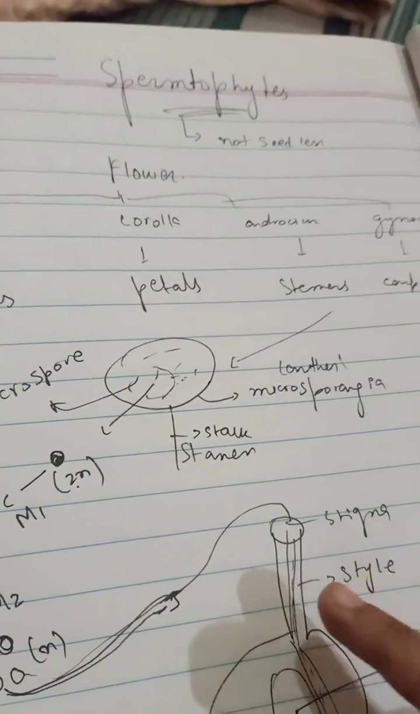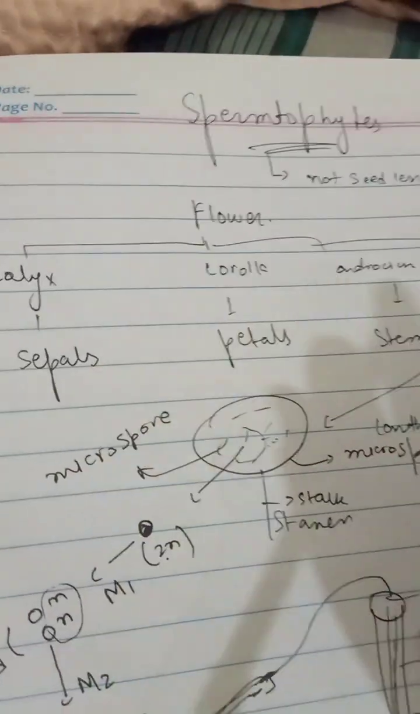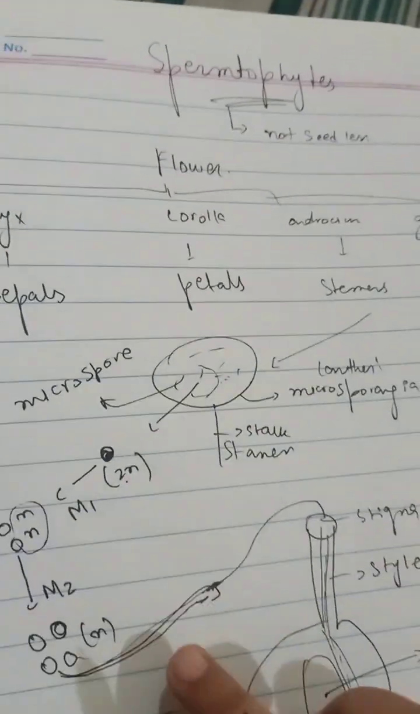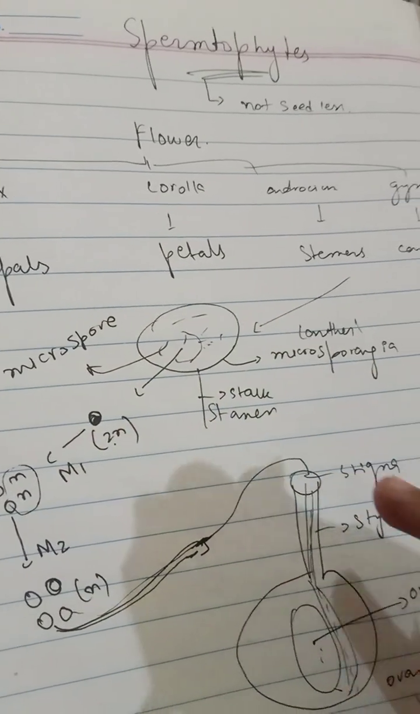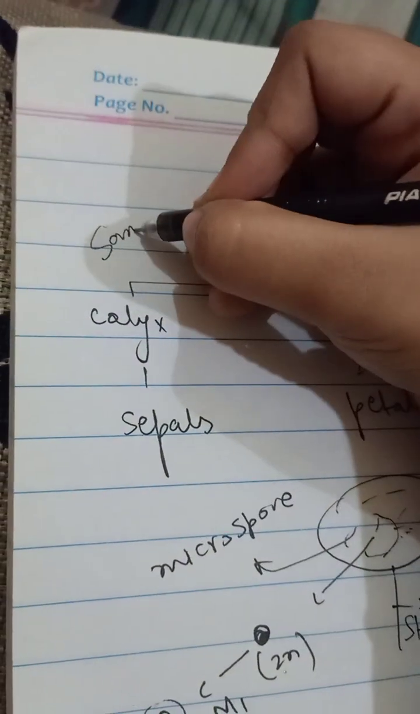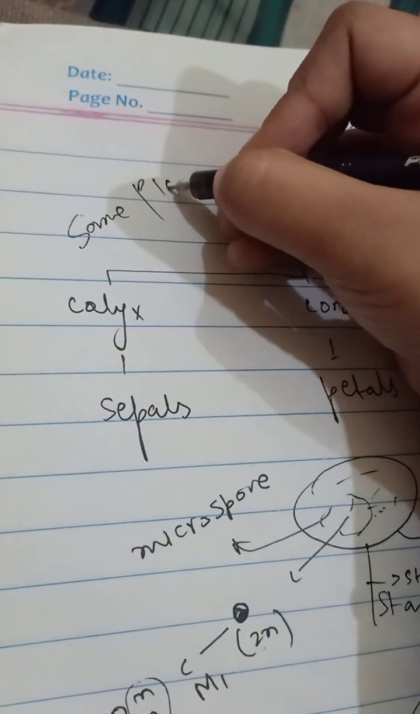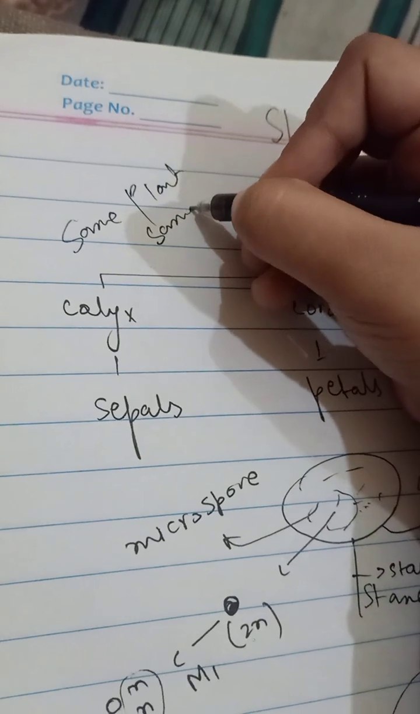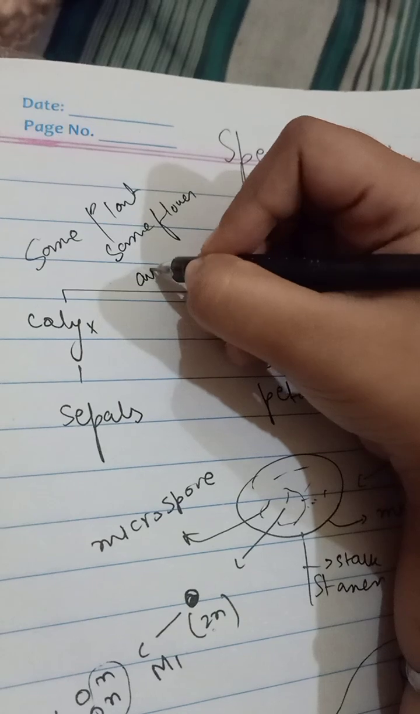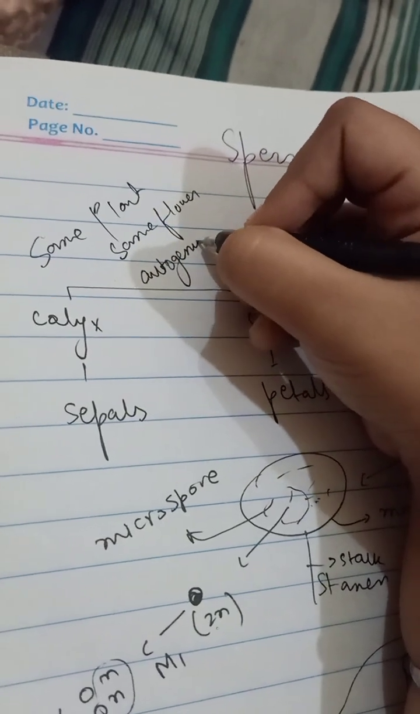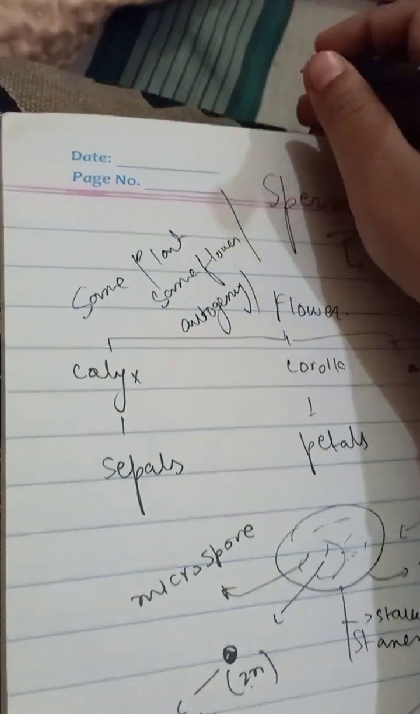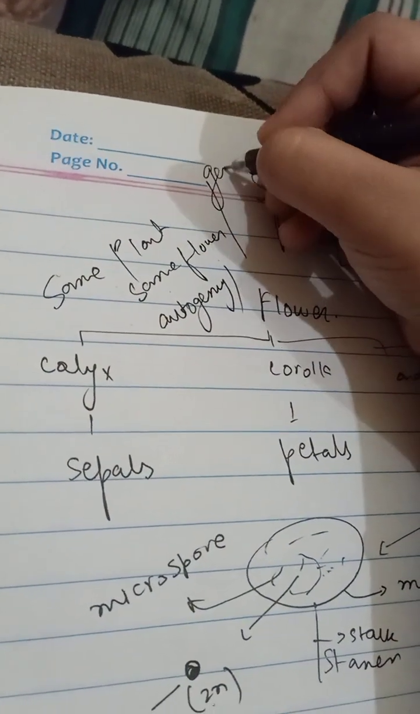Let me tell you one thing. The transfer of the pollen grain from the anther to the stigma of the same plant, the same flower, is called self-pollination, autogamy. And if it is the same plant but a different flower, that is called geitonogamy.